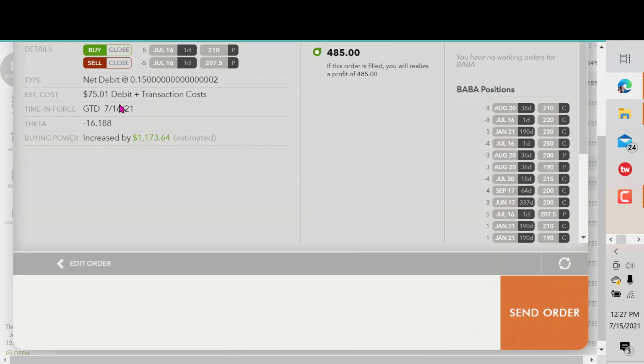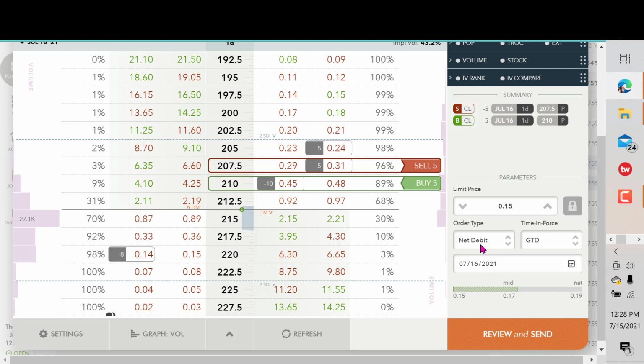So what it says it's going to do is I'm going to pay $75 in the debit, and it'll increase my buying power by $1,100. If this order is filled, you'll realize a profit of $85. If I want to adjust the order before I move on, I can always go over here and adjust it.